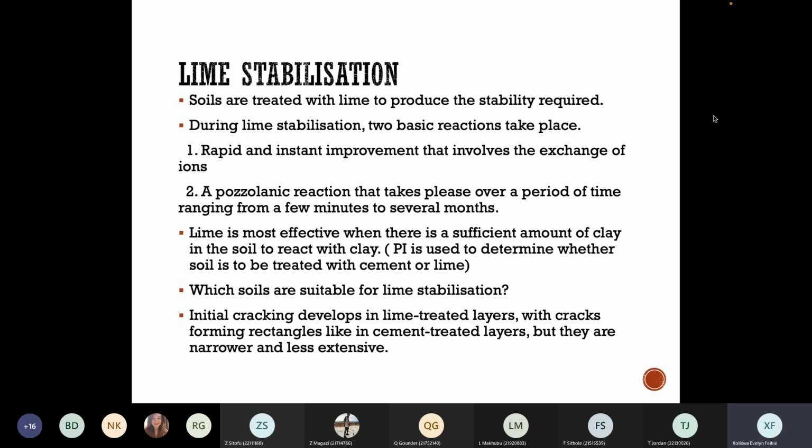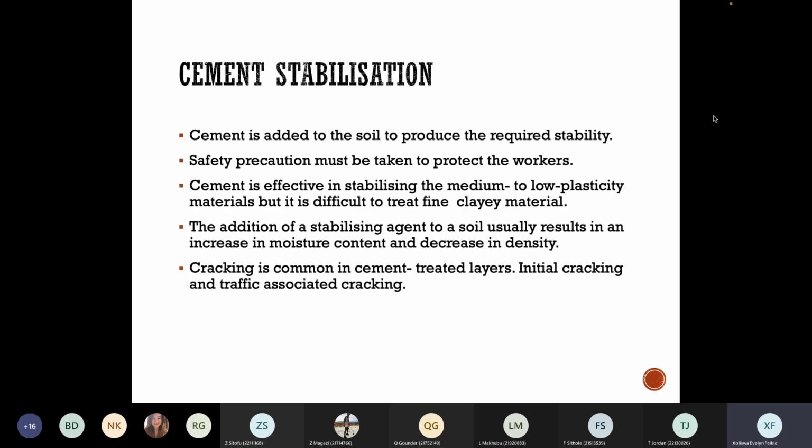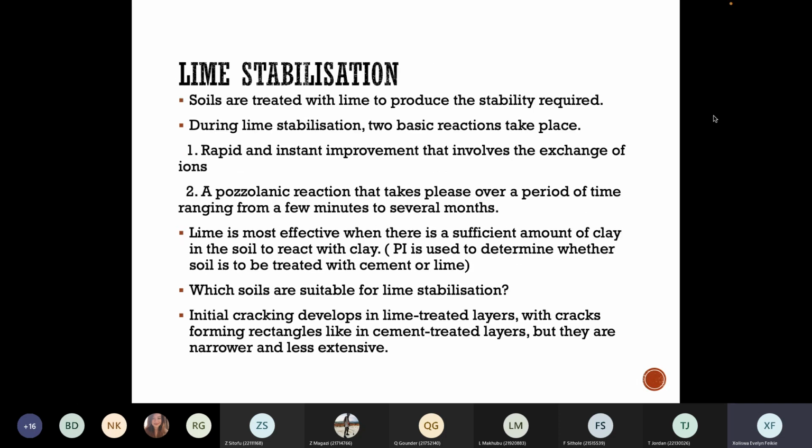That is very important. The question now will come, which soils are suitable for lime? They just told you we focus on soils with high plasticity index. In this case, those will be clay soils. When they were speaking about cement stabilization, they said medium to low plasticity material, and here they say high.